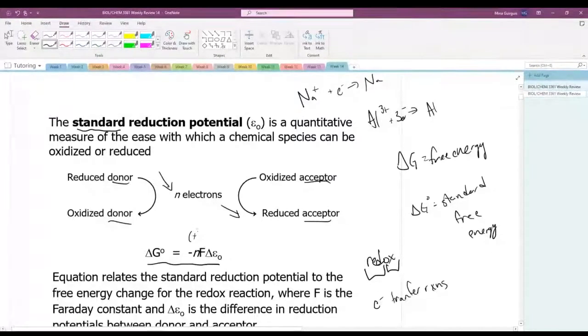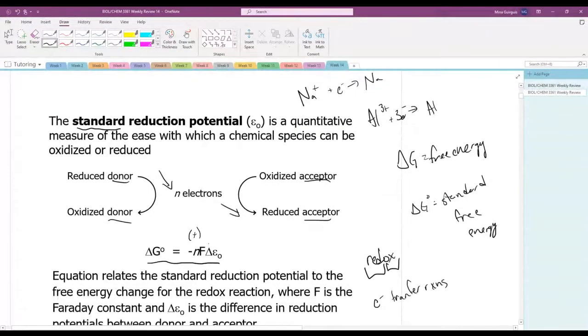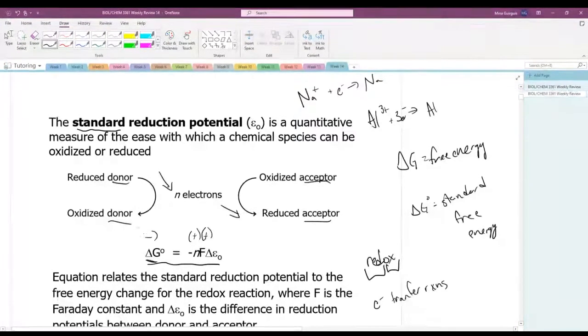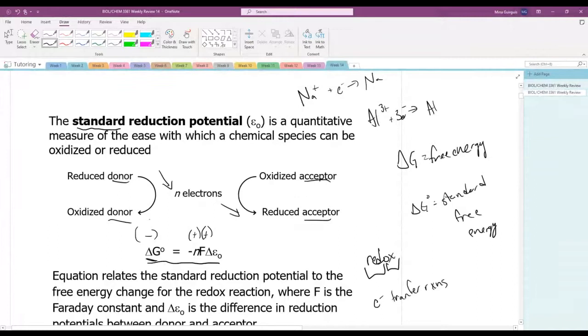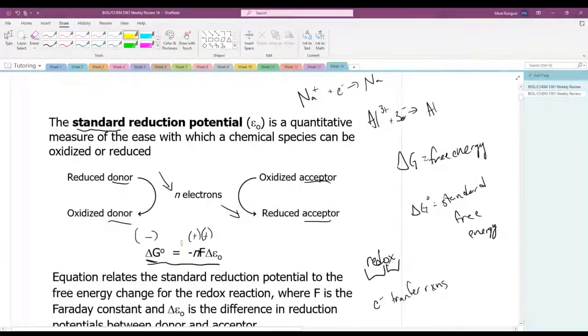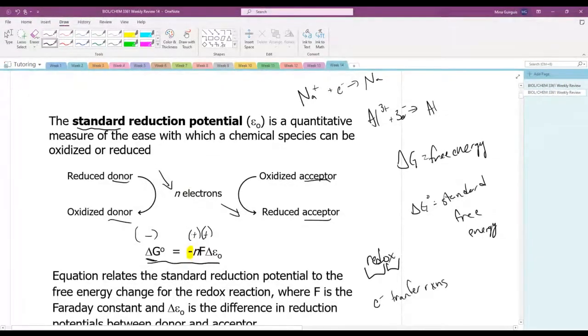So N is always a positive number. You can't transfer a negative number of electrons. Faraday's constant is also positive. So therefore, when we think about free energy, I always think about free energy as negative is good, right? We want it to be spontaneous. We want this number to be negative. There's a negative out front that I want to highlight to emphasize it real quick. So this negative is out front, right? Number of electrons and Faraday's constant will always be positive.